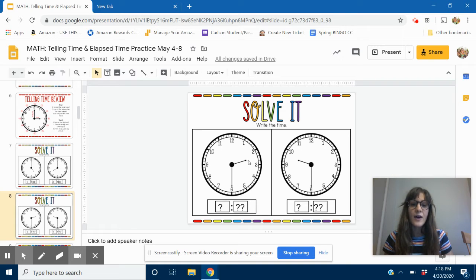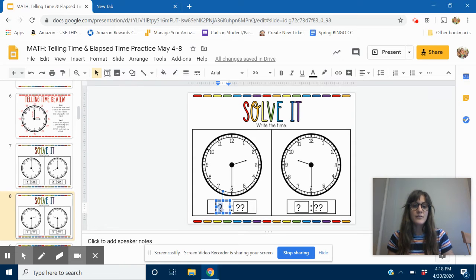We have the hour hand pointing in between the 2 and the 3. That means we are still in the hour of 2. All right, and the minute hand is pointing to the 6 here, so we can skip count by 5s to figure out what minute we are in the hour of 2. 5, 10, 15, 20, 25, 30, 2:30.